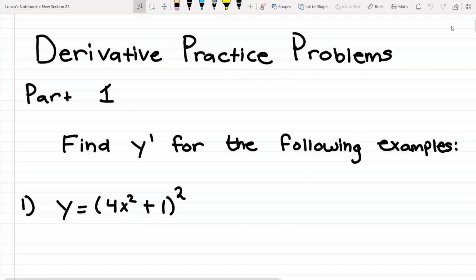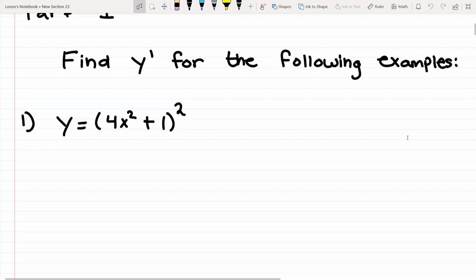Hello. This is part one of practice problems involving derivatives. In this video, we're just going to do some practice problems involving derivatives. If you forgot how to do certain techniques of deriving, please check out my video lectures for derivatives. By now, you should understand the different techniques of deriving. So let's start with number one.